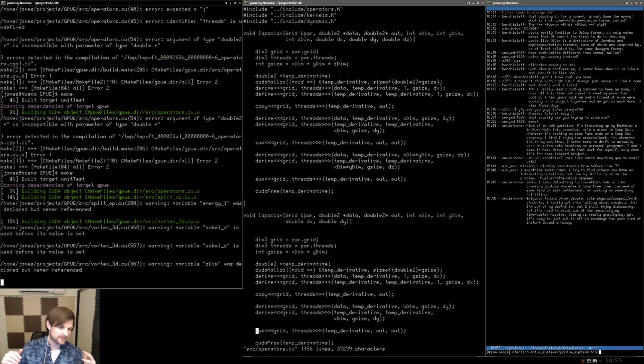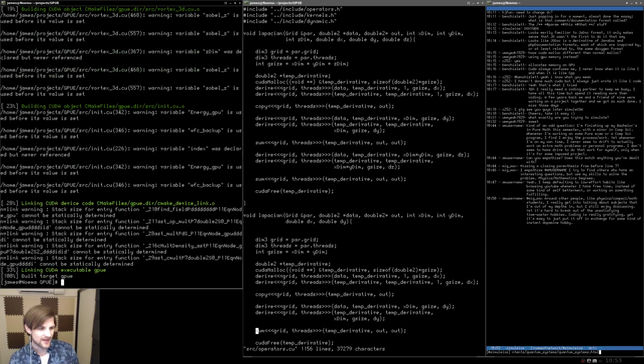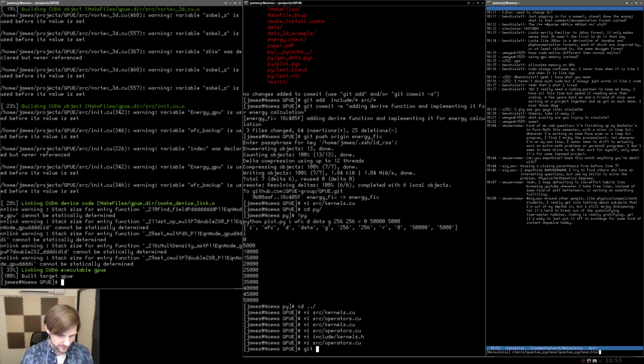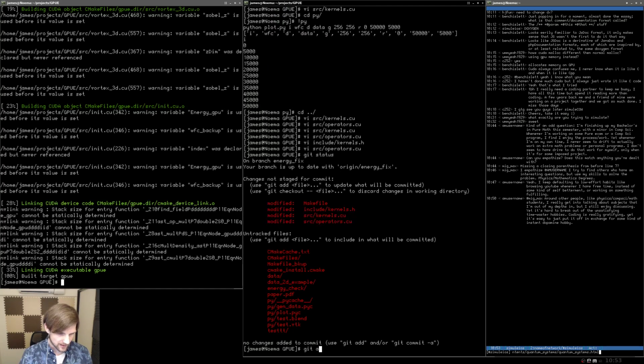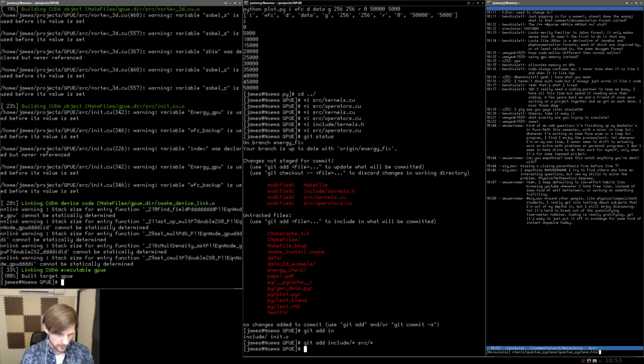So now it's up to us to fix the energy function. I think what I might do is commit one more time, just because now we have the Laplacian in, and let's go ahead and add these in too. Git status. Git add include, star, source star, git commit -m, added Laplacian functions.